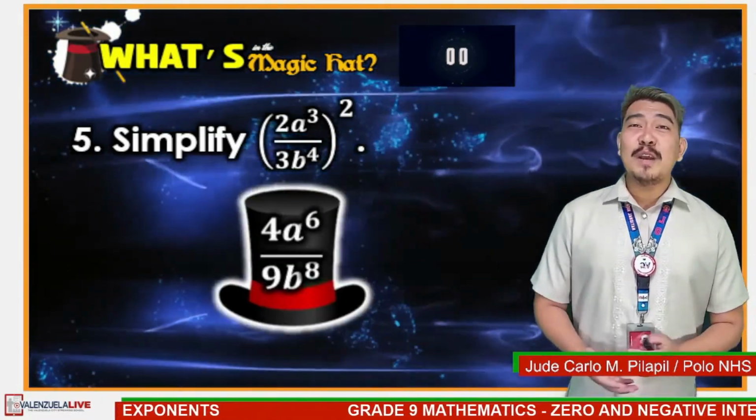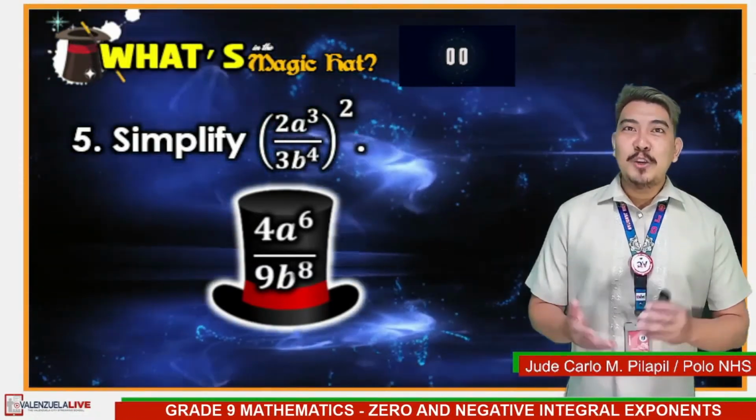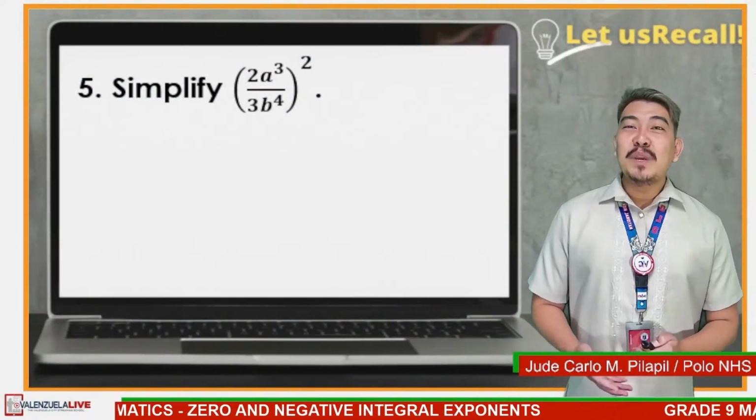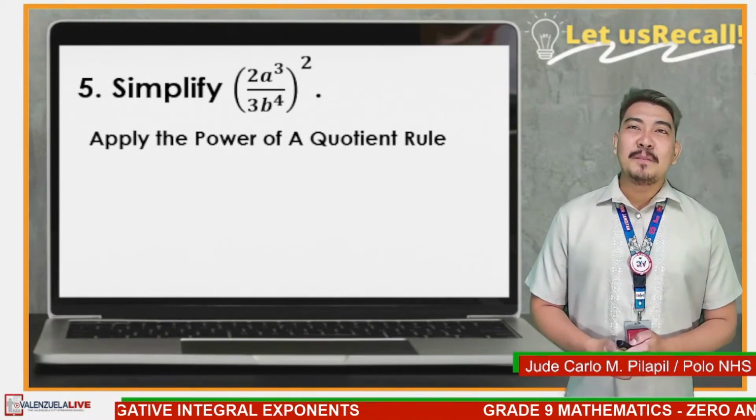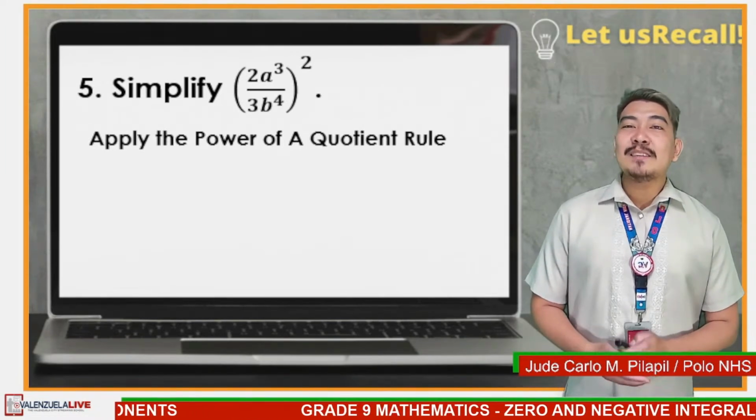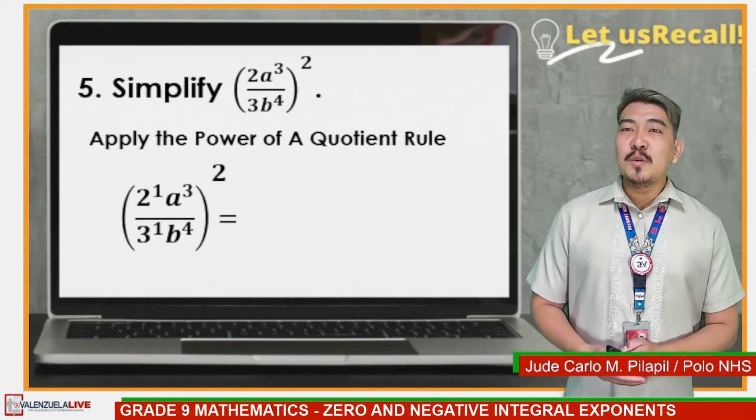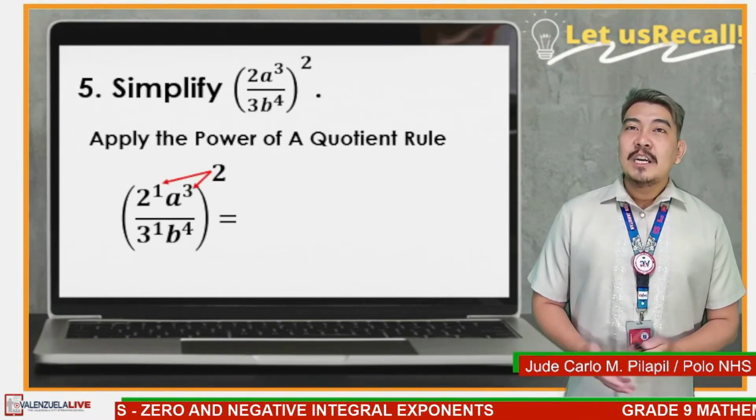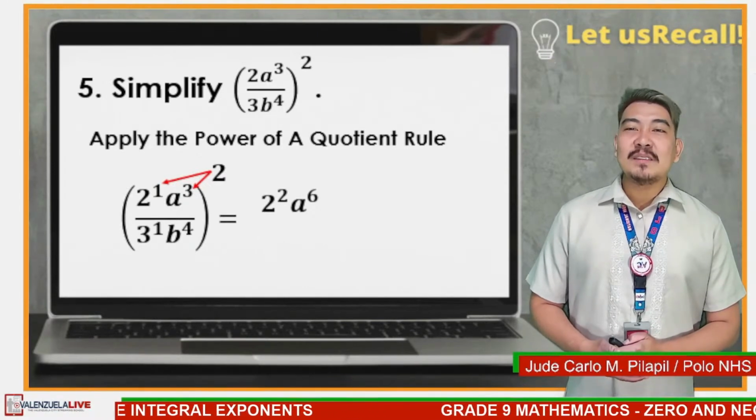If you chose the red hat with 4a raised to 6 over 9b raised to 8, you are correct. To simplify the expression, we will use the power of a quotient rule, still under the power rule. We rewrite the expression by putting exponent 1 to the bases 2 and 3. Multiply the exponent 2 outside the parentheses to each of the exponents in the numerator. Thus, we have 2 squared a raised to 6.